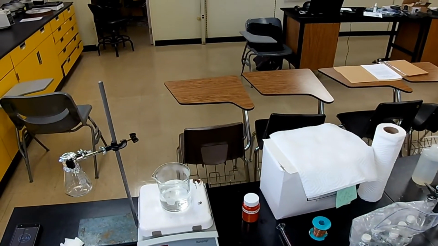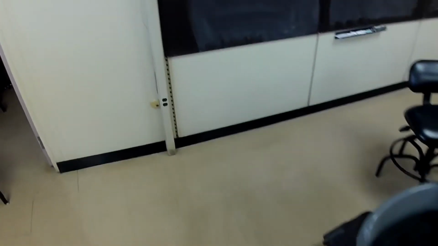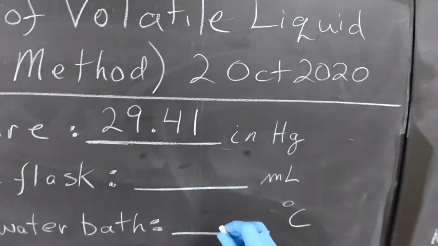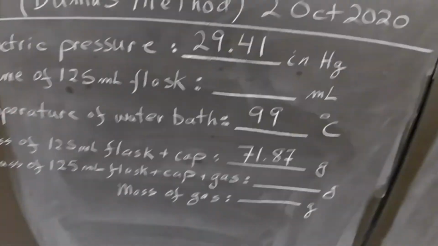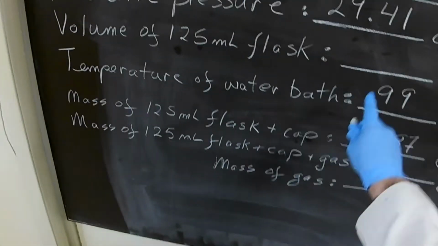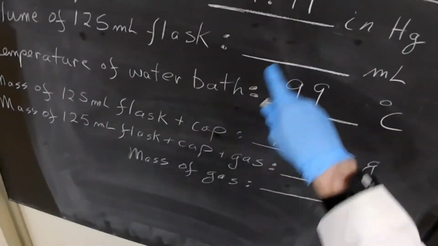What else can we do? Temperature, 99 degrees. So let's put that up here. All right, 99 degrees C. We still have to do the volume of the flask. We have to get the weight after. And once we get the volume, we'll have all we need to do the calculation.